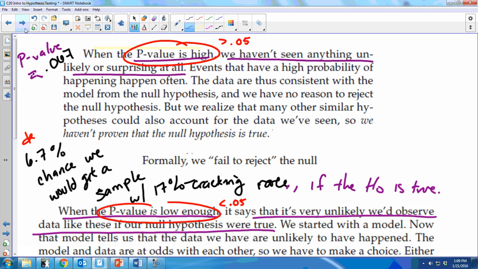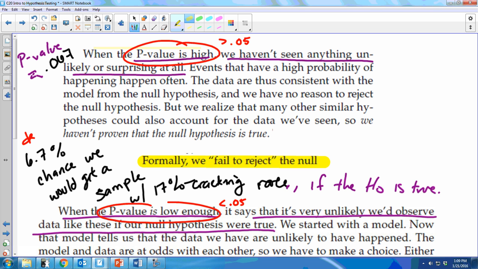When the p-value is high, so your probability is high, again, our threshold right now is 0.05. So when your p-value is above 0.05, we haven't seen anything unlikely or surprising. So there's no reason there's been any change. So pretty much we're agreeing with what the null hypothesis says, right? So we say we fail to reject the null hypothesis. We do not accept the null hypothesis. We fail to reject it. We have not found conclusive evidence to reject it.